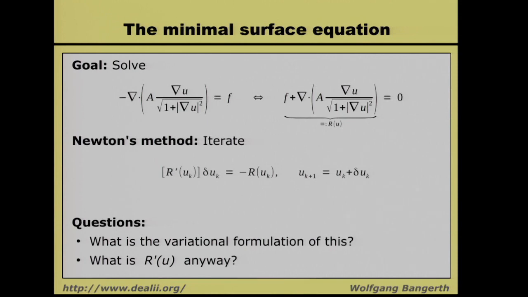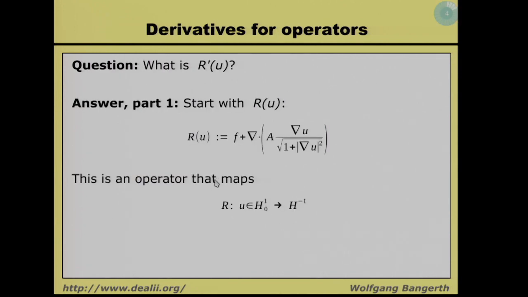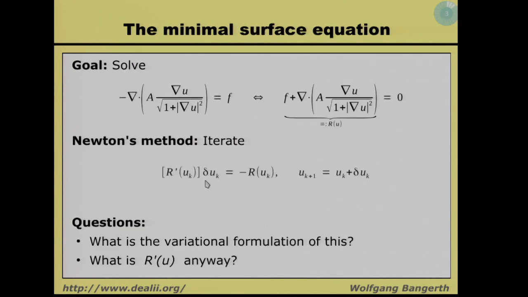And then Newton's method is defined as follows. We need to solve in every iteration: I'm given uk, I want to solve for delta uk, and delta uk has to satisfy the following equation, namely r prime times delta uk equals minus r of uk. And if I have delta uk, and of course I know the previous iterate, then I can compute the new iterate, uk plus 1.